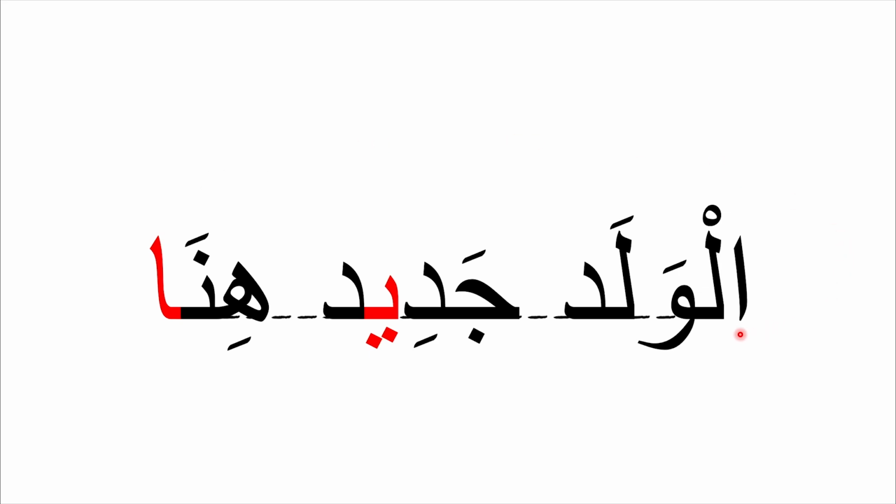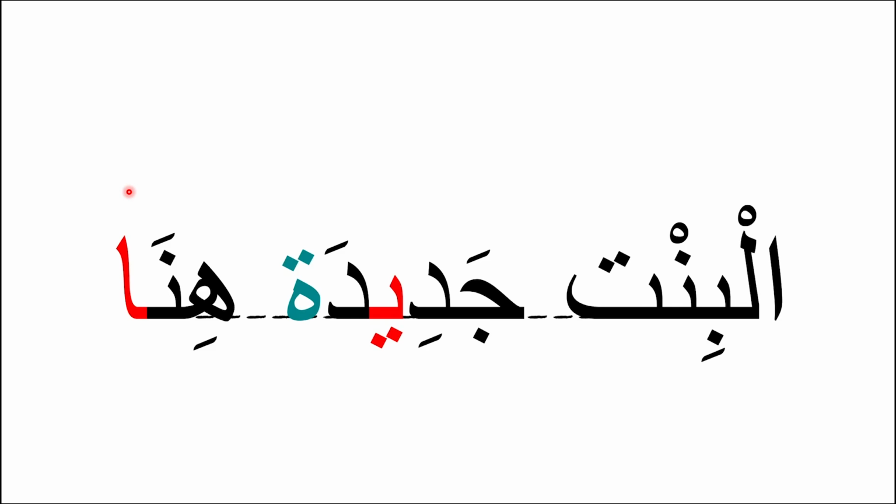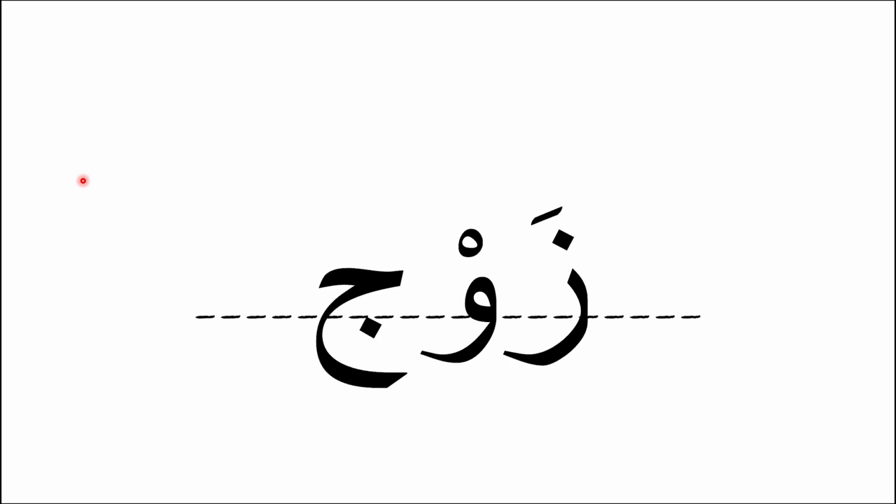Let's look at some sentences. So here we have el walad, the boy, jadid, new, hina, here. So the boy is new here. Next one. El bint, the girl, jadida, hina. So the girl is new here, and notice I have a ta marbuta because here I'm describing the girl, and she's a female.